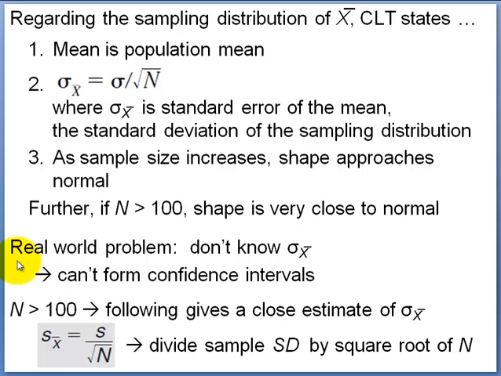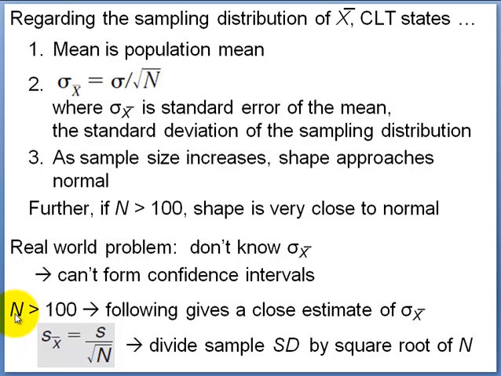A real-world problem is that in real-world research, we don't know the standard deviation of the sampling distribution. In other words, to determine that, we divide the standard deviation in the population by the square root of the sample size, but we don't know the standard deviation in the population because we're working only with one random sample, not with the full population. That being so, as things stand now, we cannot form confidence intervals.